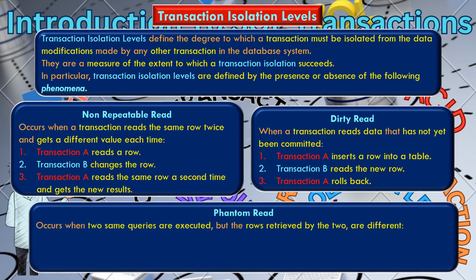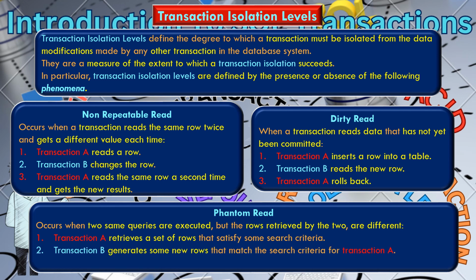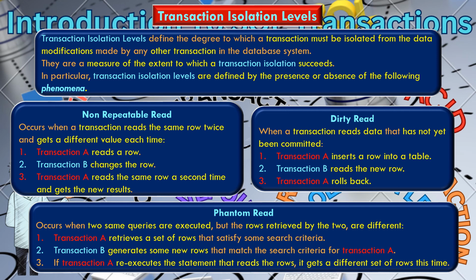A phantom read occurs when two same queries are executed, but the rows retrieved by the two are different. Here, transaction A retrieves a set of rows that satisfy some search criteria. Transaction B generates some new rows that match the search criteria for transaction A. If transaction A re-executes the statement that reads the rows, it gets a different set of rows this time.